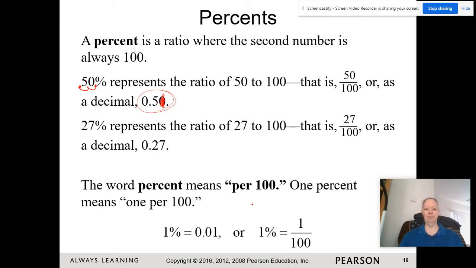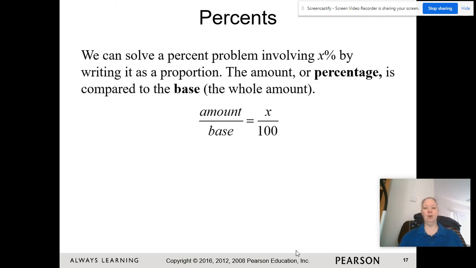27% would be 0.27. But if I'm not converting it, if I want to write it as a fraction, I would write my 50 over 100, okay? Or 27 over 100. So in this particular section, they want you to write it as a per 100, meaning over 100. Okay, so again, there's different ways to do these type of problems. They want you to set it up as a proportion.